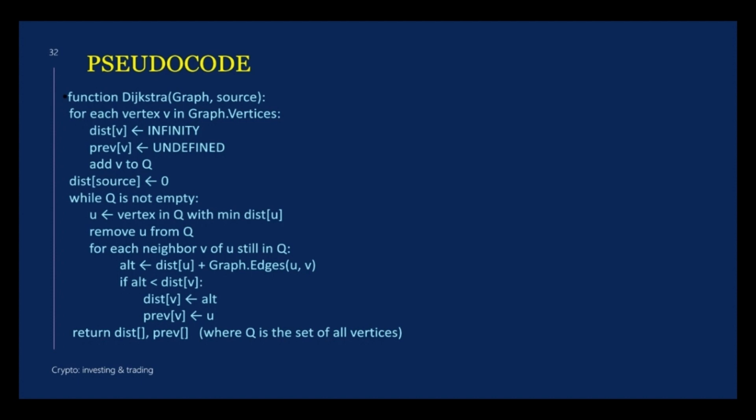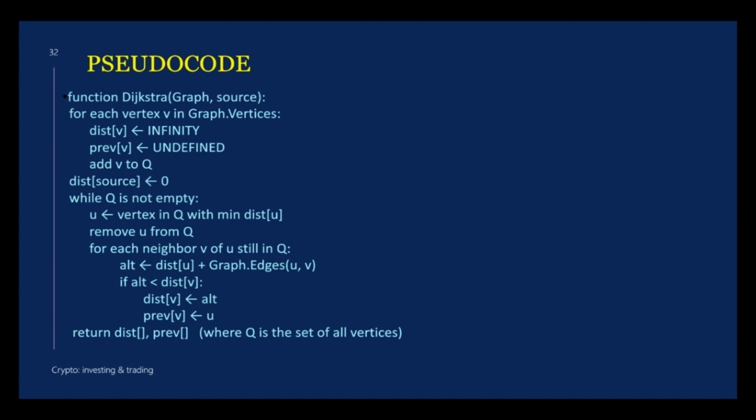Initially, it will be infinite, but there might be cases when we find out the cost of a particular node twice or thrice. So, in those cases, if the newly found cost is less than the existing cost for this particular node, then we update the cost of this node and also update the previous of this node to U. And we return the distance and previous.